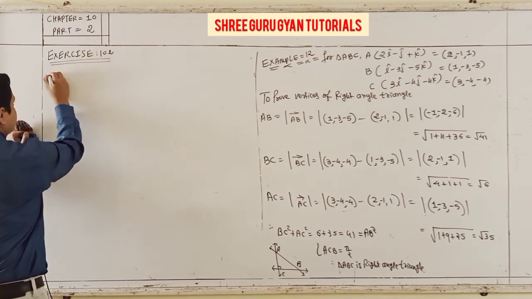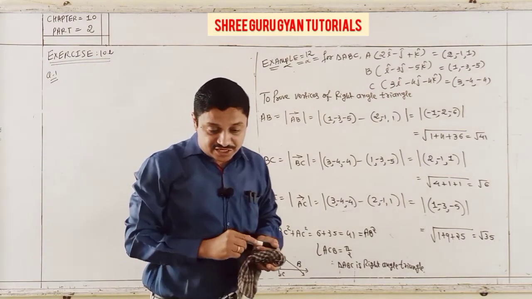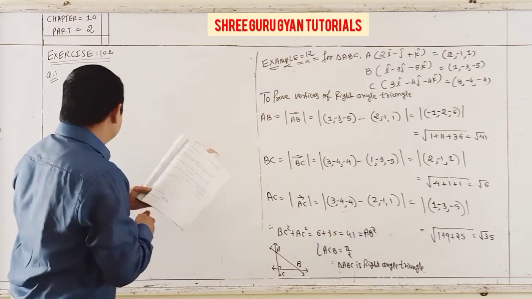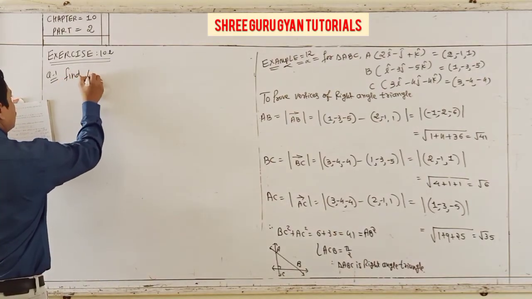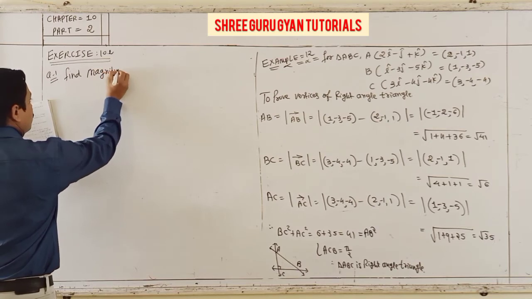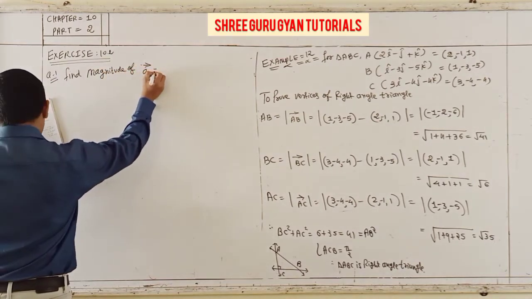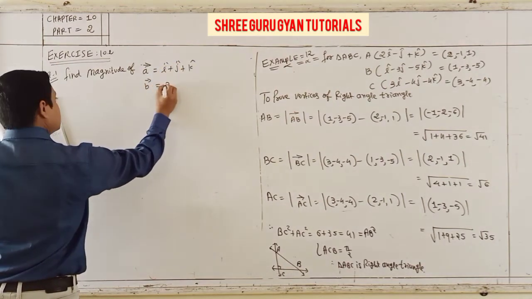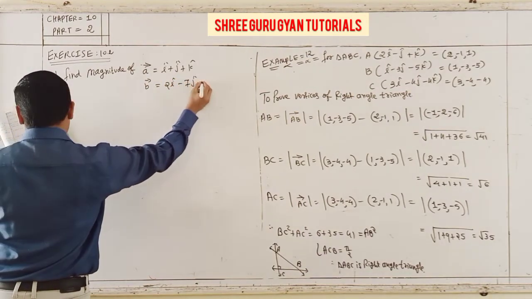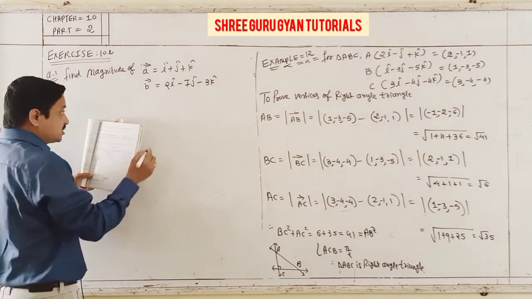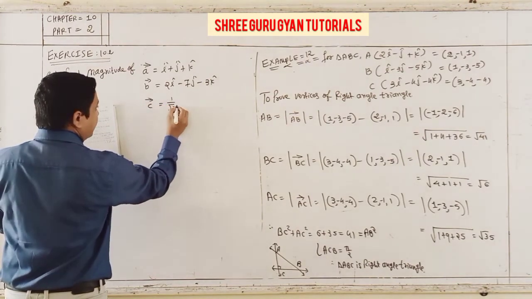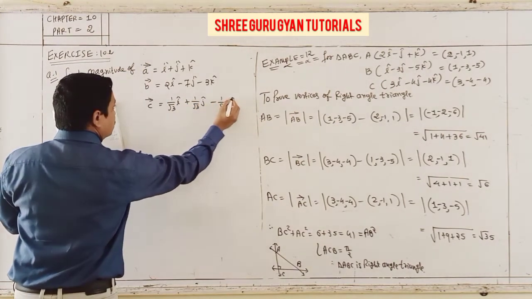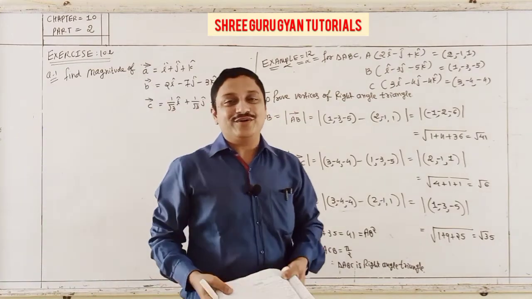Now question number one. Given vectors A, B and C, find only the magnitude. Yes, only the magnitude is asked, students. So find the magnitude of vectors. A is i plus j plus k. Second vector B is 2i minus 7j minus 3k. And students, third is the C vector, which is 1 by root 3 i, 1 by root 3 j and minus 1 by root 3 k. Students, here you only find the magnitude.